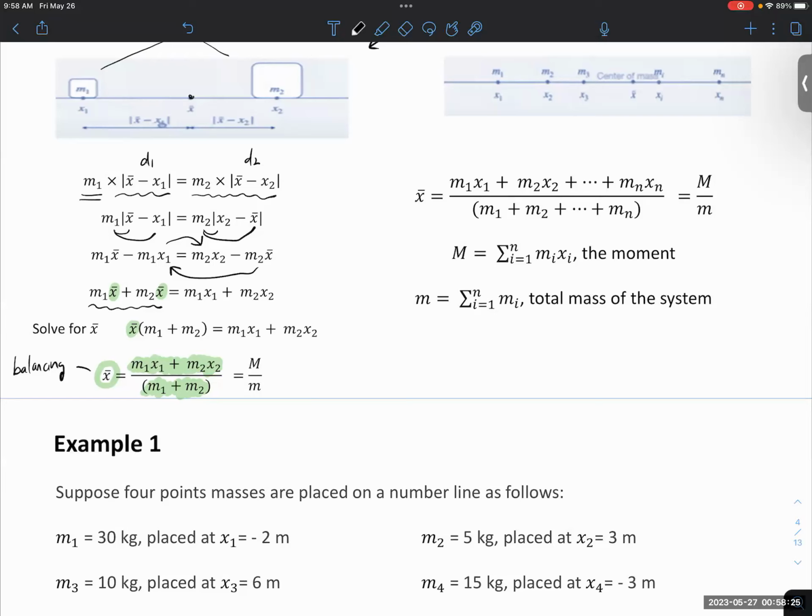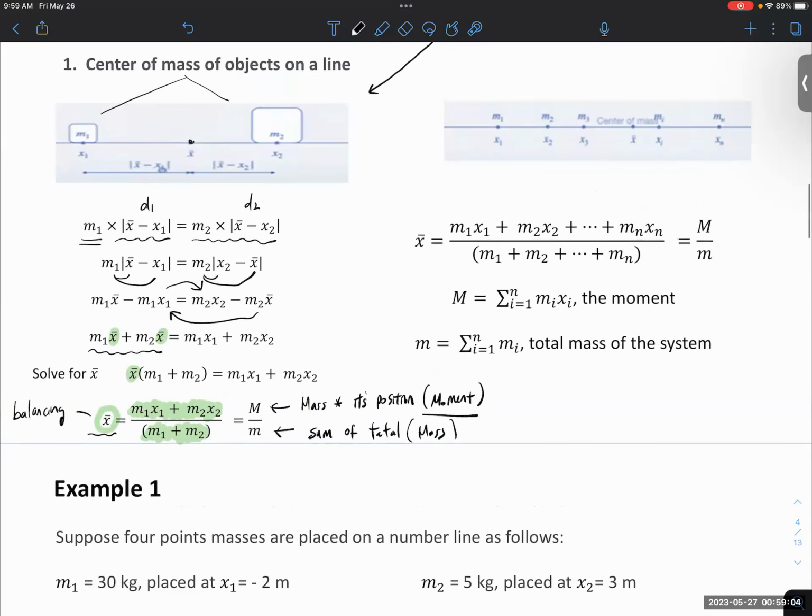We call the numerator the total moment. More specifically, the capital M represents mass times its position, correct? We call this a moment. And then the bottom, little m, is the sum of the total mass. So in other words, moment divided by mass, you can find out the balancing point.